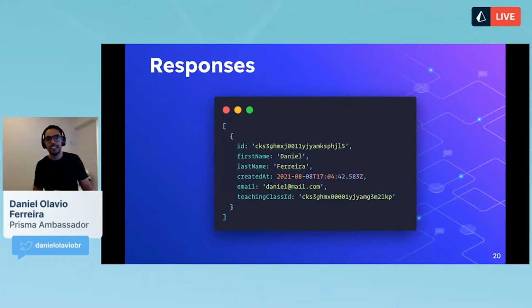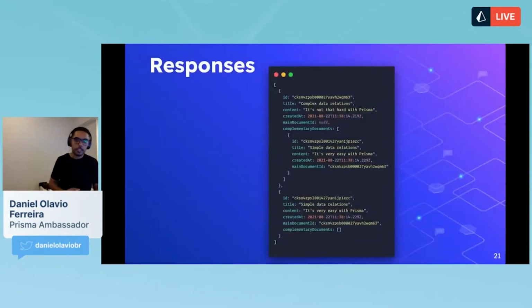And again, it's in between square brackets because we used findMany, so it's going to return to us an array with all the matching entries in our database.